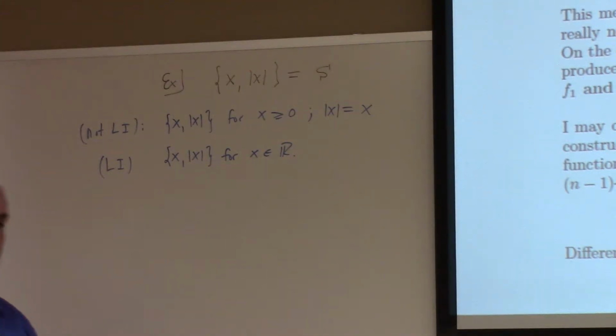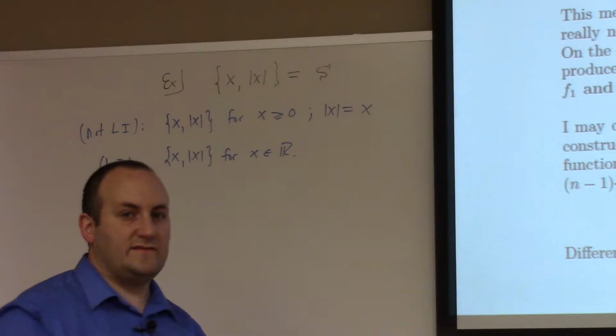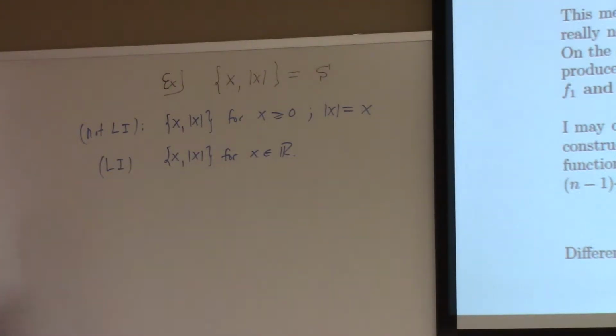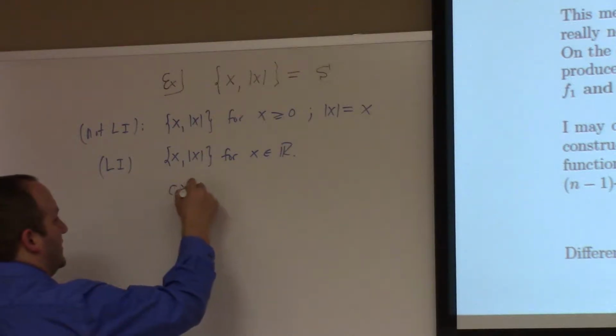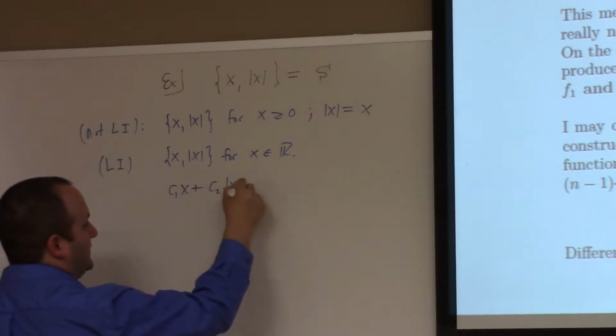So to show you that that's linearly independent, we go back to the usual criteria. We take an arbitrary linear combination, we set it equal to 0, and then we try to show that those coefficients are 0. That pragmatically was the most useful calculational tool for deciding linear independence. C1x plus C2, absolute value of x equal to 0, right?